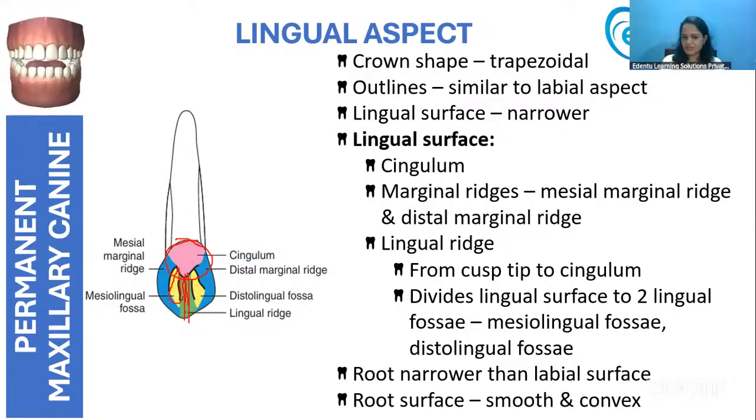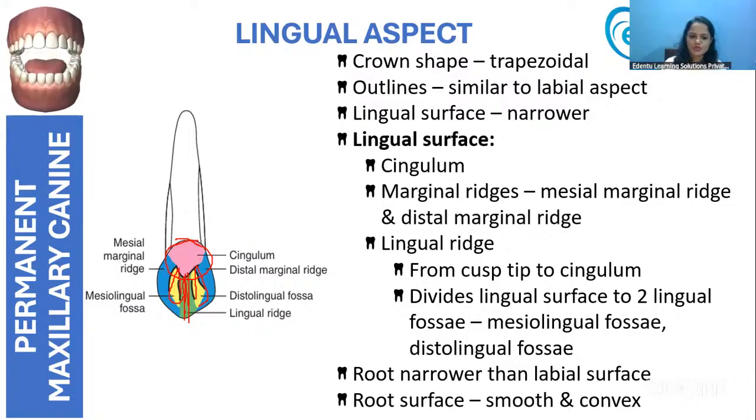Fossae are like depressed areas. So there are two fossae present, divided by this lingual ridge. Those two fossae are called the mesiolingual fossa and the distolingual fossa. If you look at it in the lingual aspect, there is a cingulum, a mesial marginal ridge, a distal marginal ridge, and a lingual ridge. On two sides of the lingual ridge, there are two fossae, the mesiolingual fossa and the distolingual fossa. So this is about the lingual aspect of the crown of the maxillary canine.